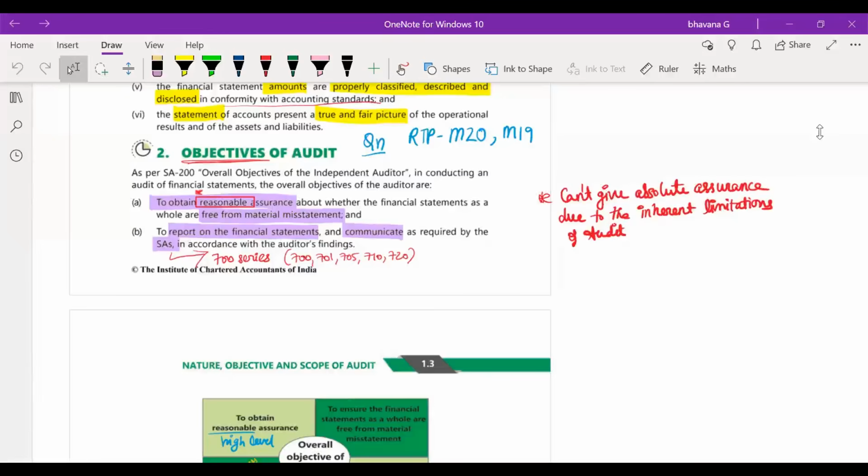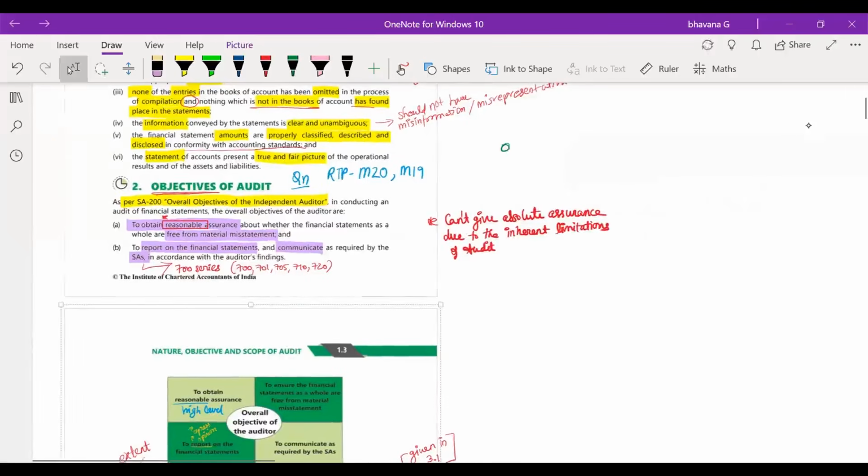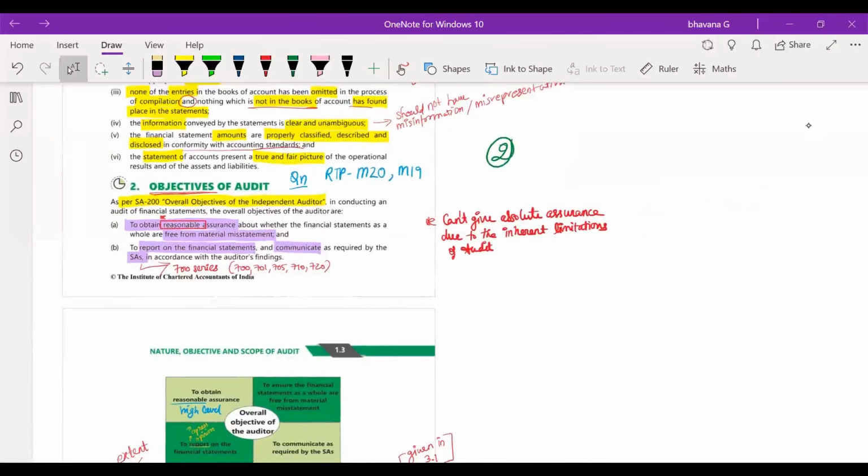Objective of audit. Okay, why is audit done? Okay, the objective of audit. So what you have to do while you do audit is that SA 200 tells you the overall objectives of the independent auditor. Also, this overall objectives of the independent auditor is a question of RTP May 20 and RTP May 19. Okay. So here they tell you that there are 2 objectives of an auditor. What are the 2 objectives of an auditor?